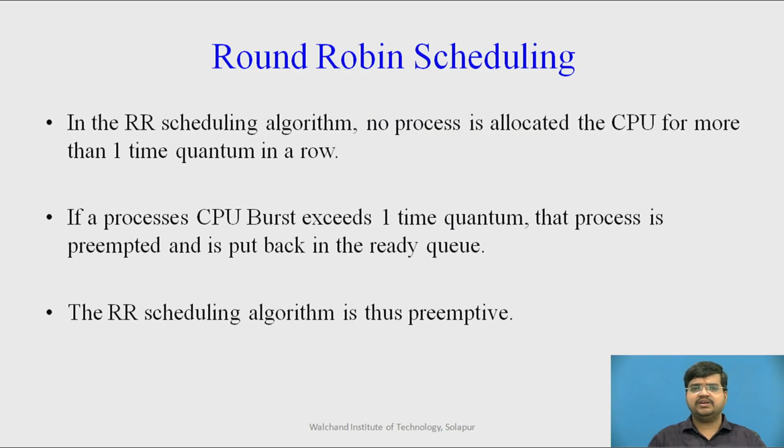In the RR scheduling algorithm, no process is allocated the CPU for more than one time quantum in a row. So, at a time, only one time quantum is allocated to each process. If a process's CPU burst exceeds one time quantum, that process is preempted and is put back in the ready queue. The RR scheduling algorithm is thus preemptive. One process is preempted and the preference will be given to another process for execution.